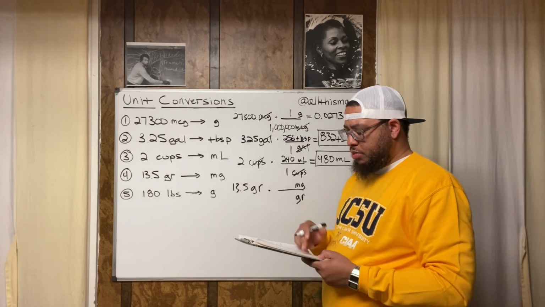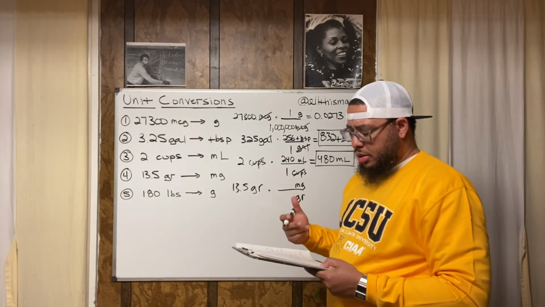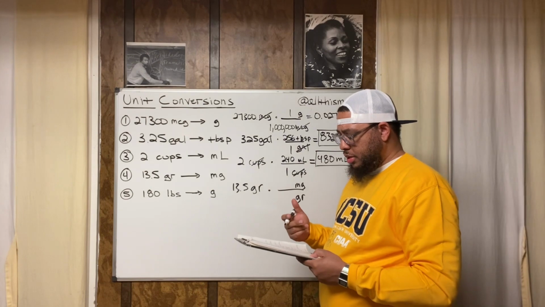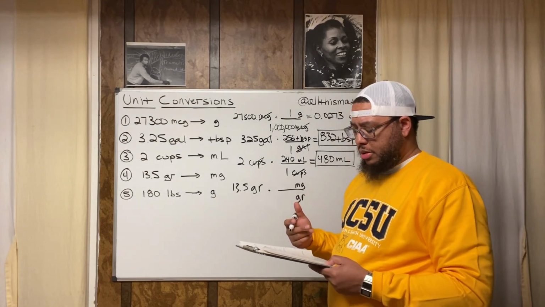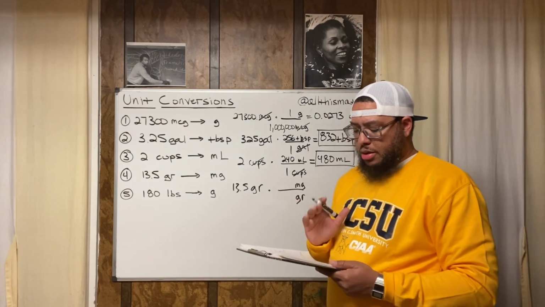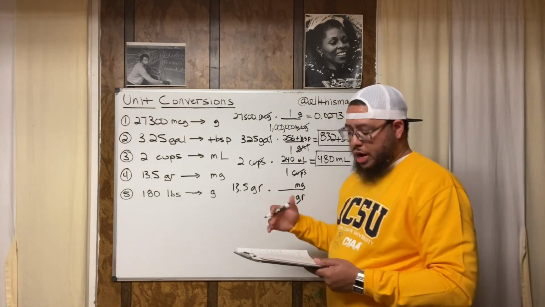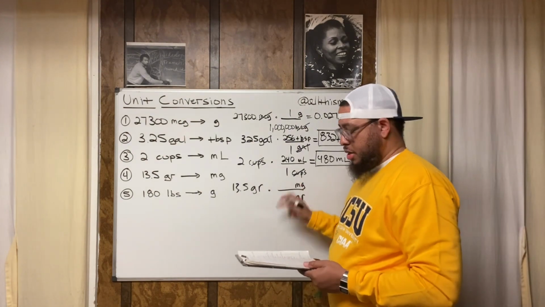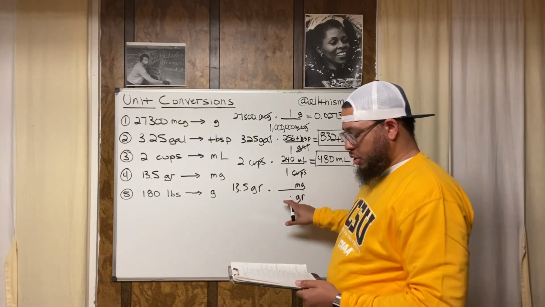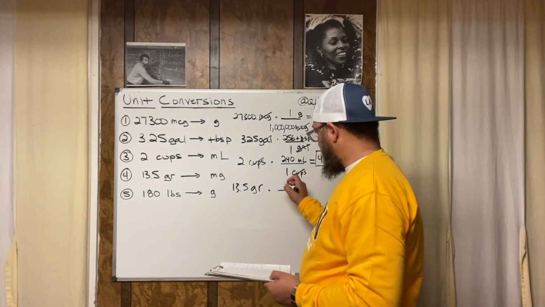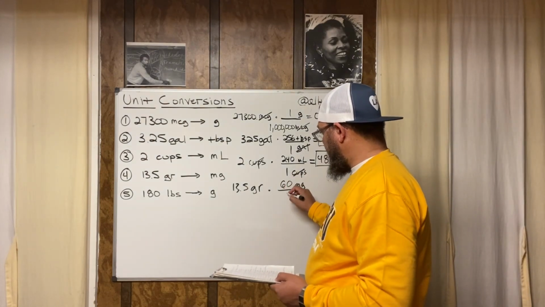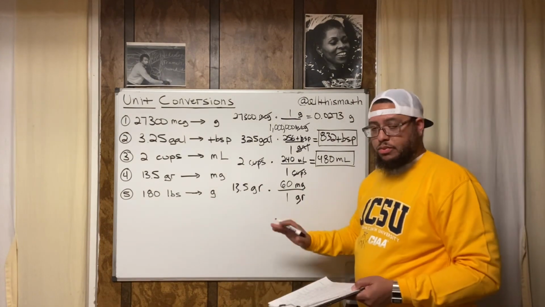You would just move the decimal point 3 spaces over. That should be 64.8. But you know what? I'm going to do some further research. But for now, we're going to rock with this. We're going to rock with 60 milligrams equaling 1 grain. That's what we're going to do. So 60 milligrams equivalent to 1 grain.